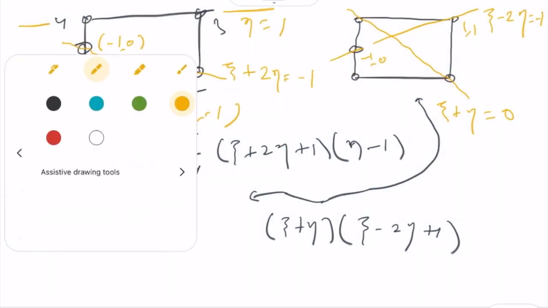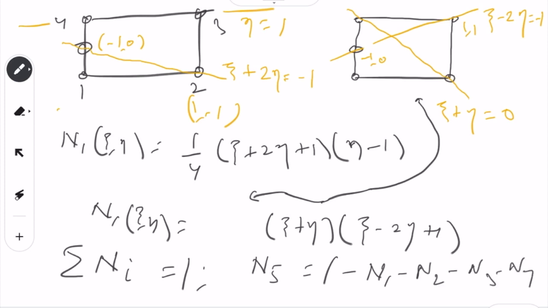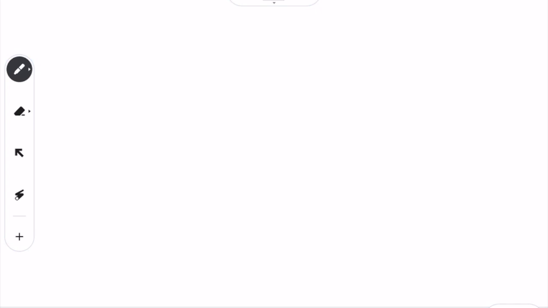Regardless of what you do, it's important that the summation of Ni has to be equal to 1. That you have to check. It's also possible that out of the 4 you have found, you know all of them, but N5 you have to find out. So N5 equals 1 minus N1 minus N2 minus N3 minus N4. Once you have this, the next thing is how to integrate it.